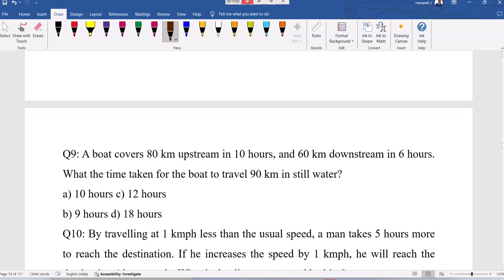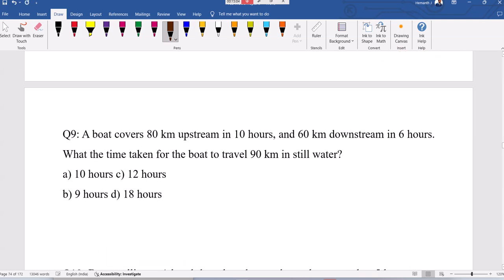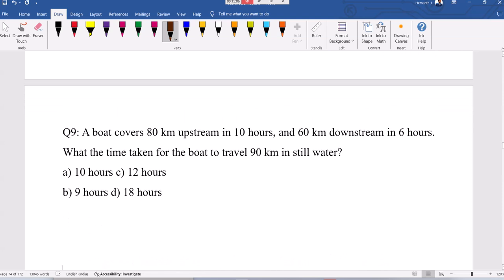Now see this, boats and stream. Upstream 80 kilometers in 10 hours means 8 kilometers per hour is the upstream speed, SB minus SS. Downstream 60 kilometers in 6 hours means 10 kilometers per hour.